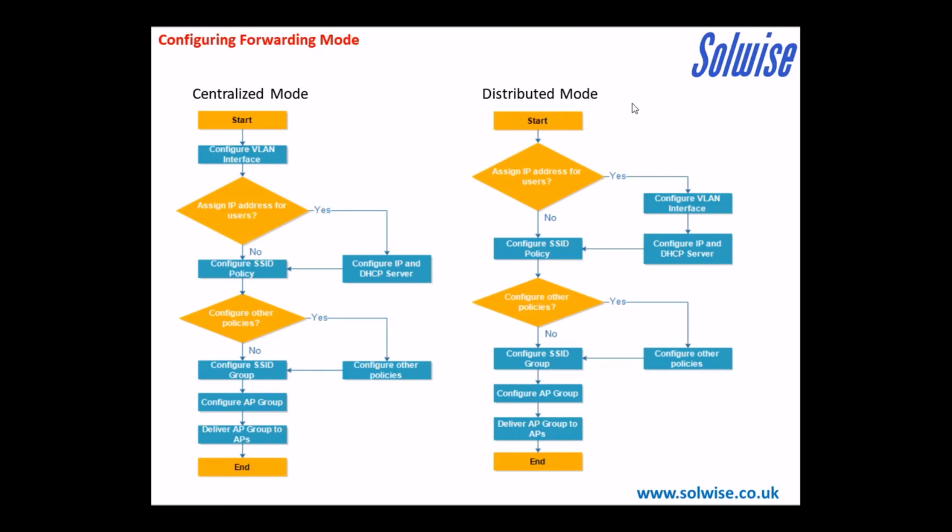A little bit more complicated. Although you don't have to worry about that VLAN at the start, you do have to worry about the VLAN on each IP interface. So, assign IP address for users, yes, then configure it. You may not be using VLANs, but let's say you're using VLANs. Configure the VLAN interface, configure the DHCP server, and from that point on, go to configure the SSID policy, and from that point on, it's the same as when you were using centralized mode. So the difference is whether the controller has to know about the VLANs or whether the clients have to know about the VLANs.